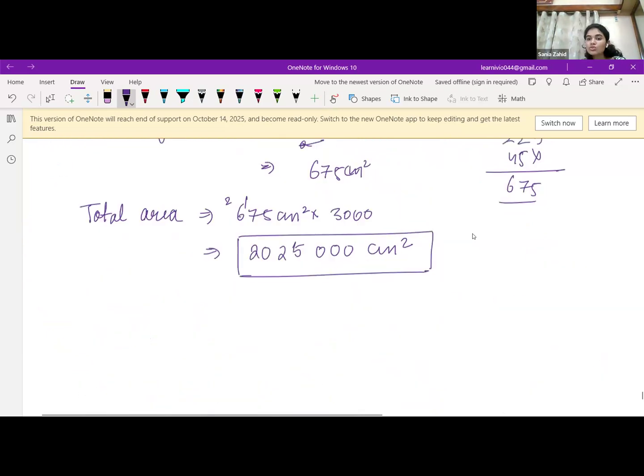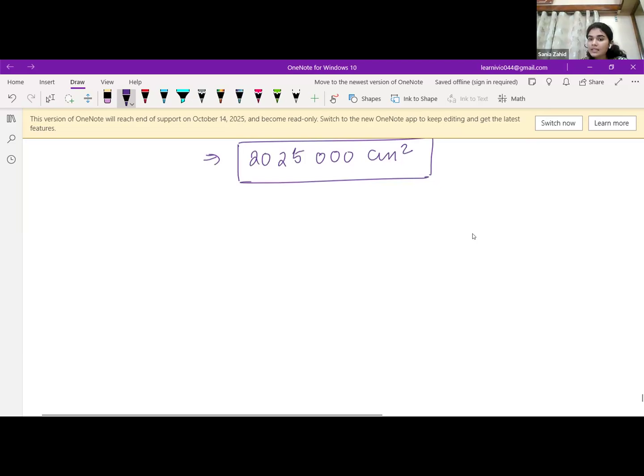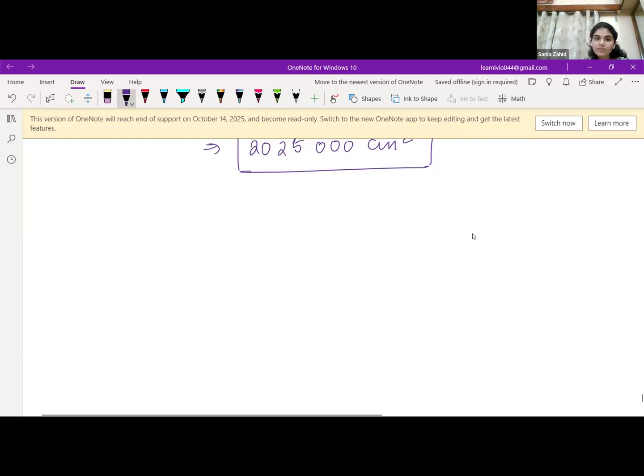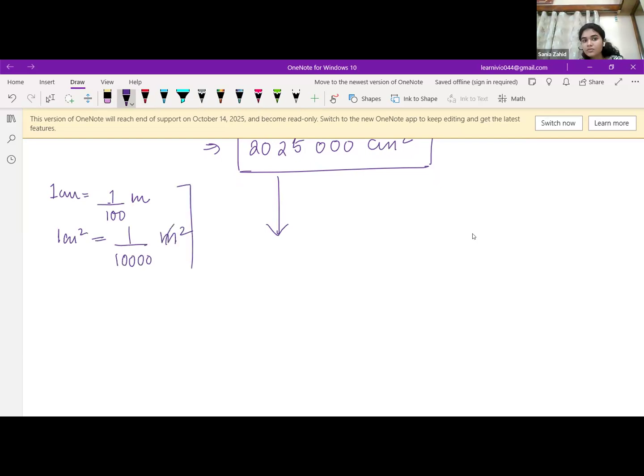So, children, shall I directly multiply it with 4, or will I have to change centimeter square to meter square? Yes, we have to change it to meter square. How do we change? 1 centimeter is equal to 1 by 100 meter. So 1 centimeter square will be 1 by 10,000, right? This is the conversion factor.